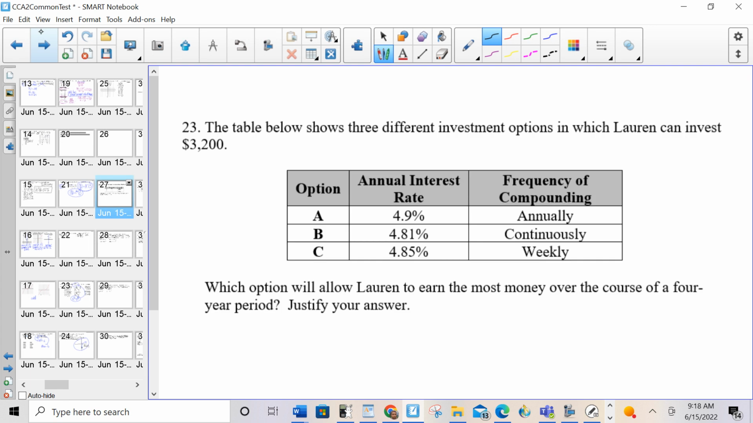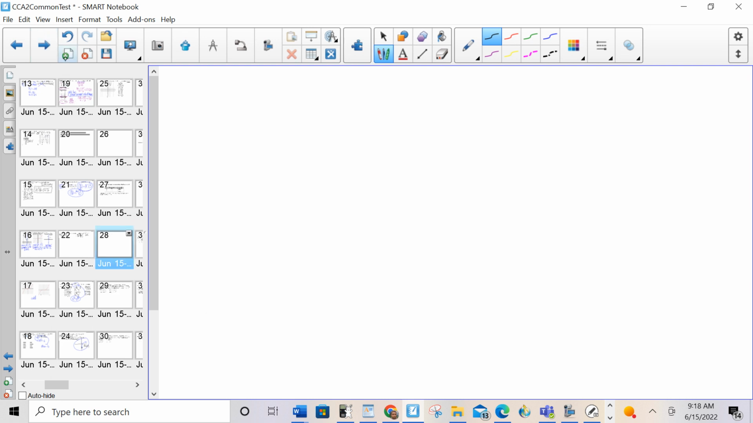The table shows 3 different investment options in which Lauren can invest $3,200. Compounding, percents. You need to know your exponential modeling formulas.